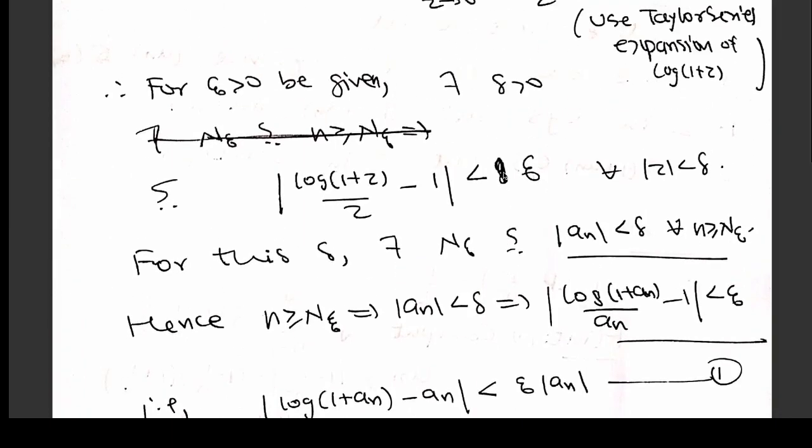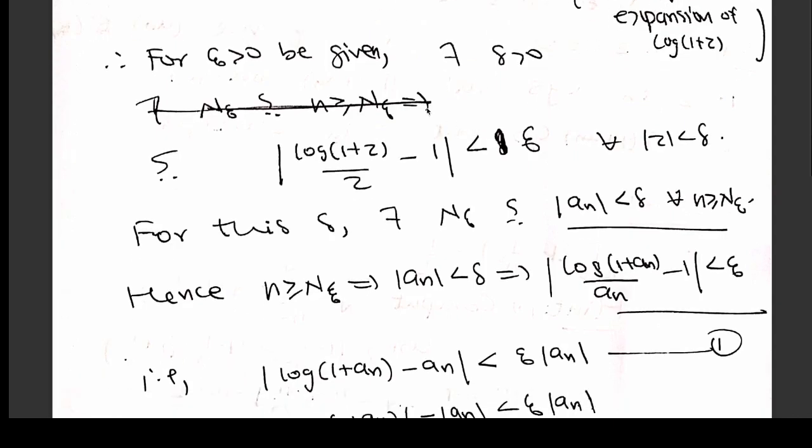Now what happens? You use the fact that the limit as z tends to 0 of log(1 + z) by z is 1. So that's easy to obtain. So for epsilon greater than 0, there exists a delta such that this difference is less than epsilon whenever mod z is less than delta. Now since a_n tends to 0, for this delta there is an n_epsilon such that mod a_n is less than delta whenever n is large. Now since mod a_n is less than delta for n greater than n_epsilon, putting z equal to a_n, we get log(1 + a_n) by a_n minus 1 less than epsilon.